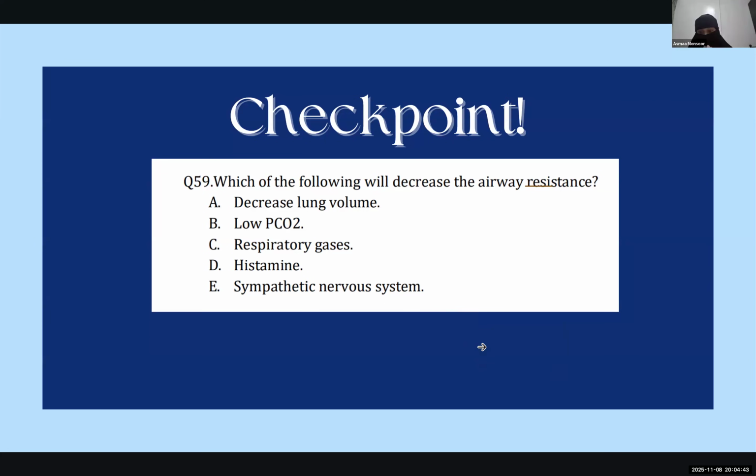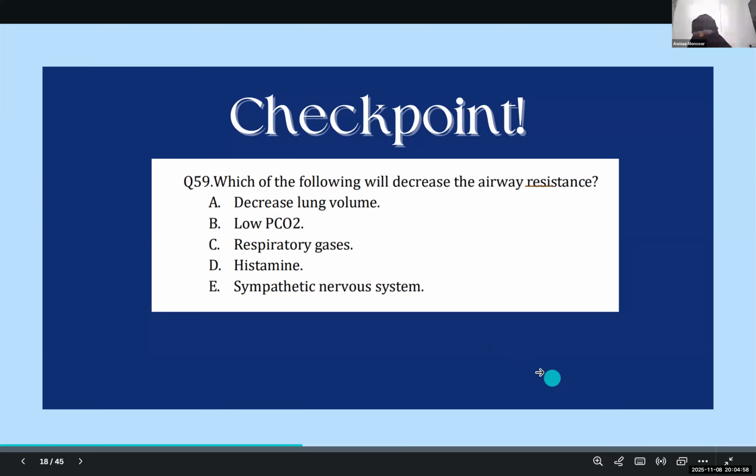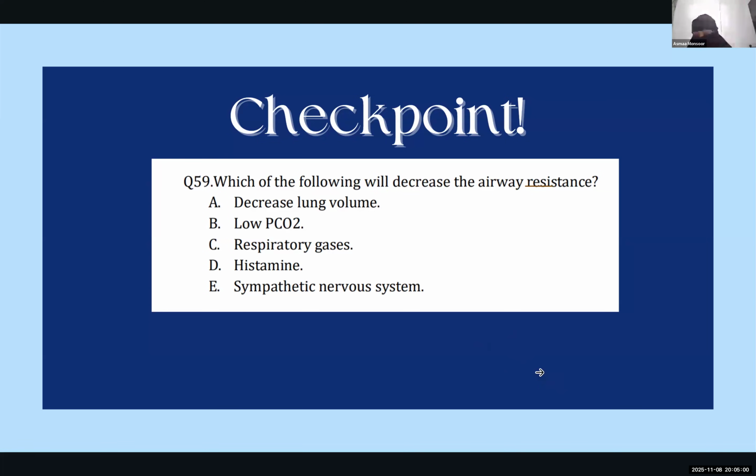Histamine is involved in allergies and inflammation, and histamine is released in asthma. That is why in asthma, when there's histamine, it leads to increased airway resistance and the person is not able to breathe properly. All right? What is Zaid saying? Decreased volume means decreased radius, increased resistance. Yes.